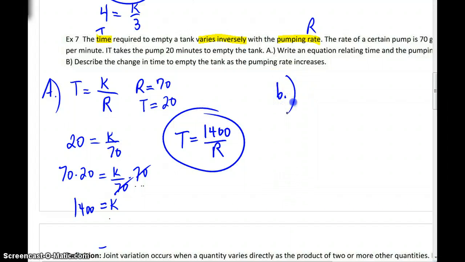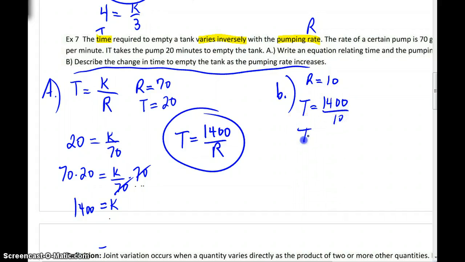For part B, the question says, describe the change in time to empty the tank as the pumping rate increases. Well, real quickly, let's just assume that R might be 10. We'd have 1400 divided by 10. T would be, of course, 140. What if our rate increases up to 100? Well, we could see that T is equal to 1400 divided by 100. These two zeros will cancel out. You'd get T is equal to 14.